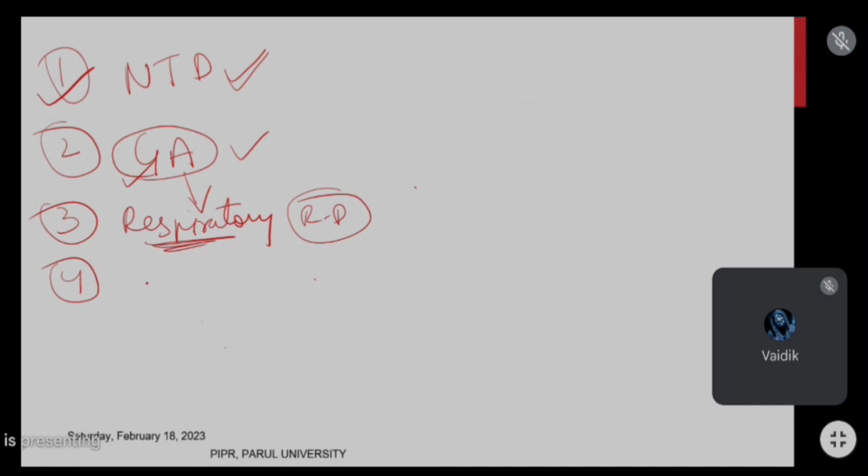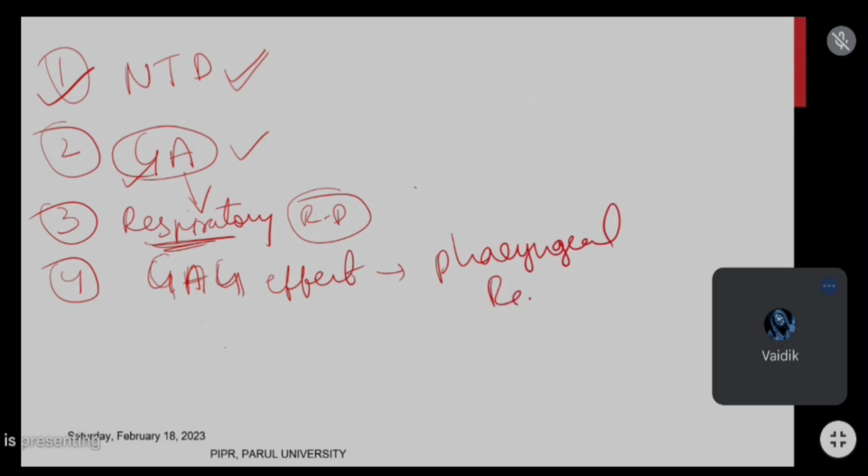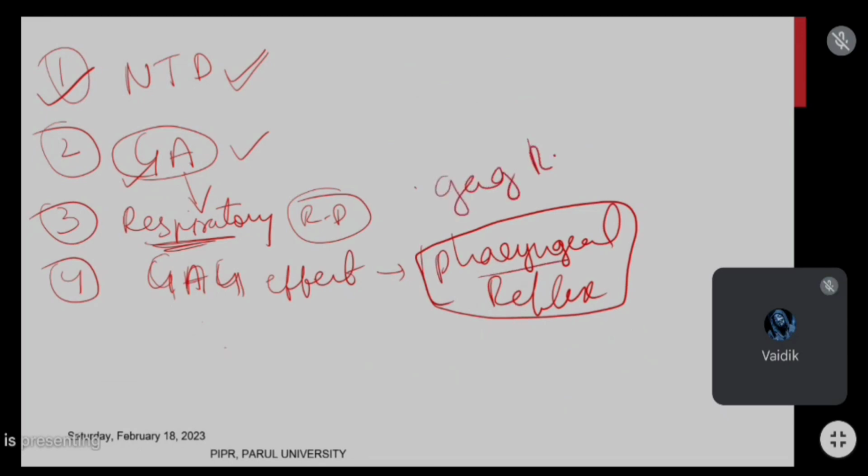General anesthetics will decrease the gag effect. How many of you know about the gag effect? Gag effect, or pharyngeal reflex. Very good. Pharyngeal reflex, also called gag reflex.